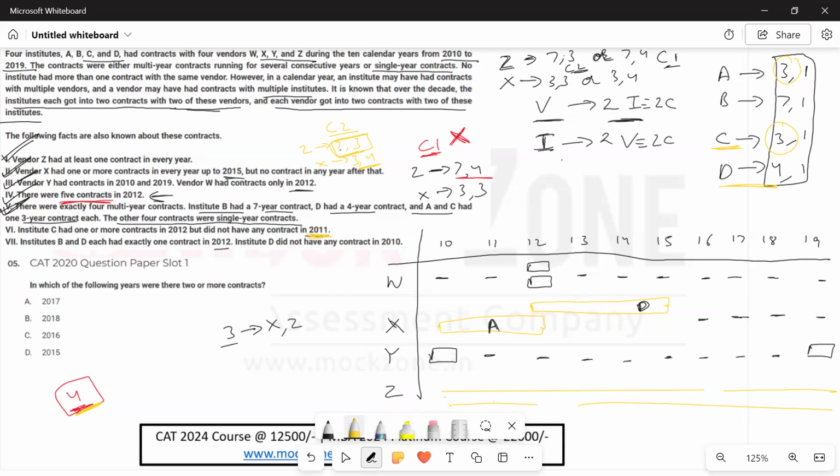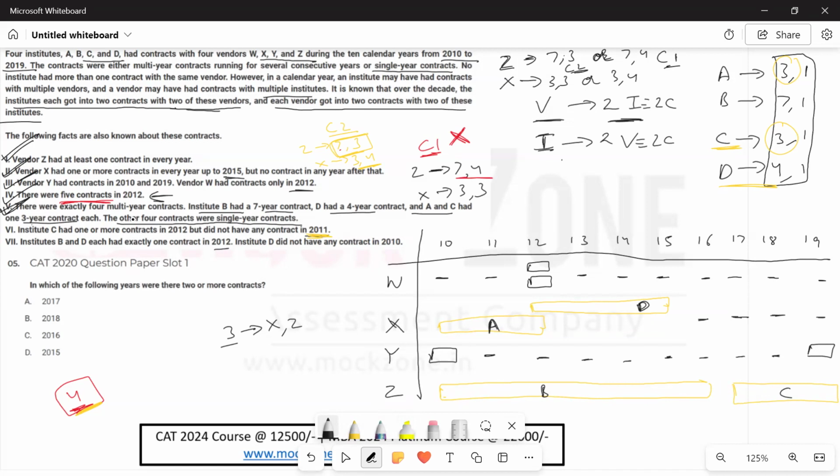If the C contract is coming in 2010 to 2012, it will fall in 2011 also, but this is not possible. That means the 3-year contract cannot come first. It has to come later because C's contract cannot happen in 2011. So we know that first Z has a 7-year contract from 2010 to 2016. And then Z has a 3-year contract from 2017 to 2019. And this 3-year contract is by C, and this 7-year contract is by B. इतना पता चल गया अपने को.